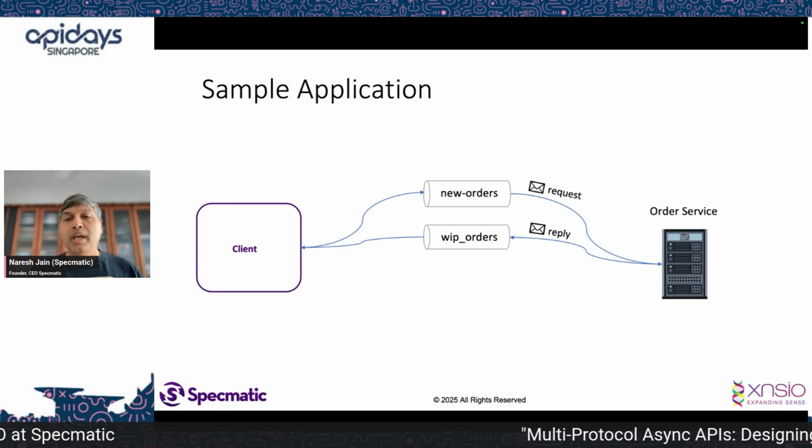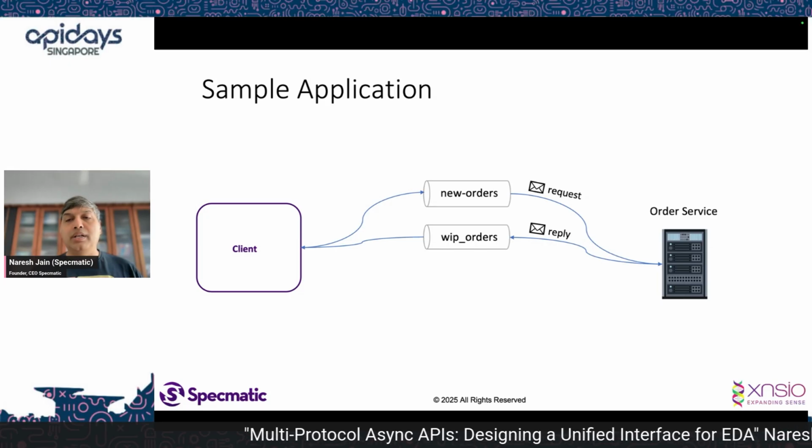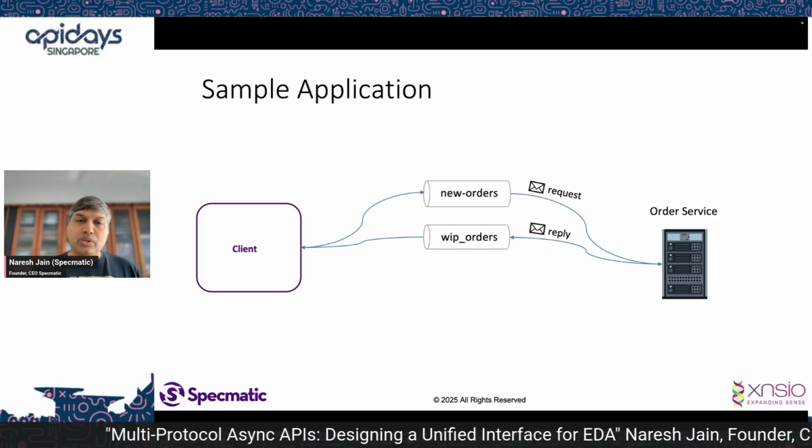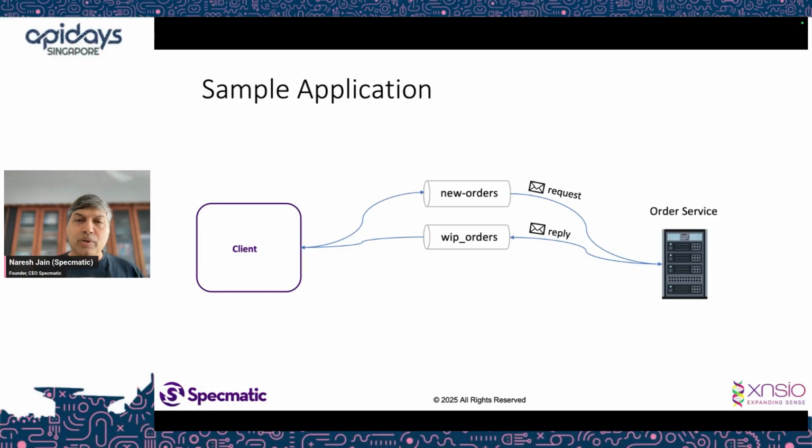That would typically be implemented as a request-reply pattern in AsyncAPI, right? So you would have a reply with the order ID and a few other details going back to the client, through the VIP work in progress orders topic, for example. Okay, so that's great. You've got the request for a new order. You've given back the order ID.